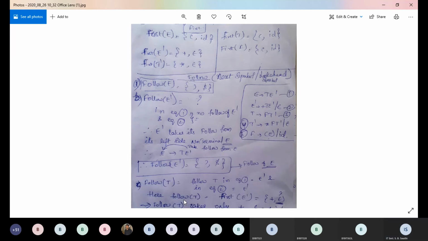Students, any confusion here? Anyone, any doubt?